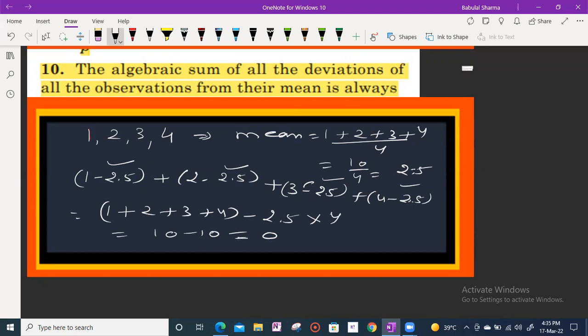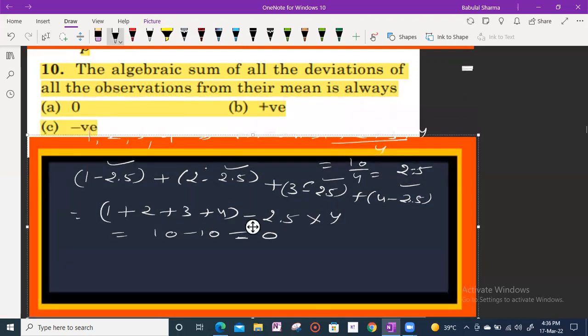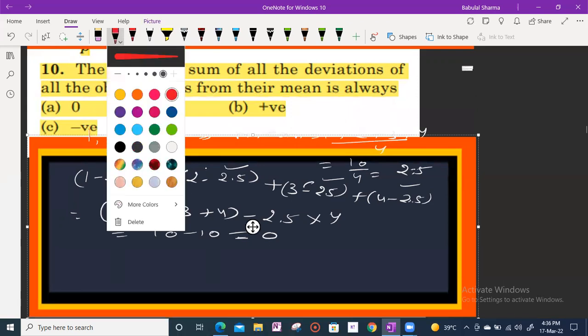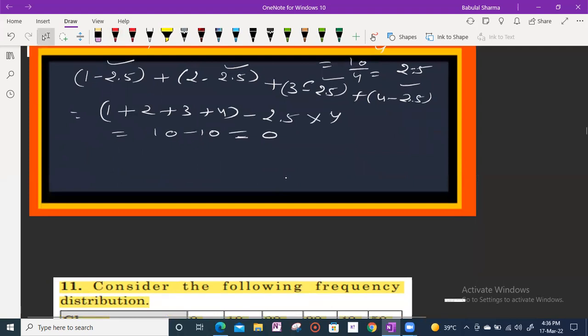So I tried to explain this question through an example: the algebraic sum of all the deviations, meaning the difference of all the observations from their mean, is always equal to 0. This is the objective part, and the first part is, we can write here that A is the correct option here.